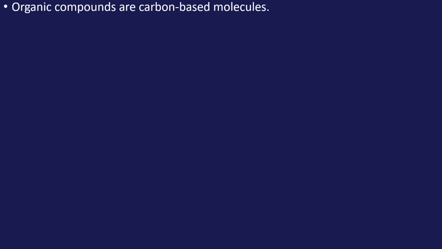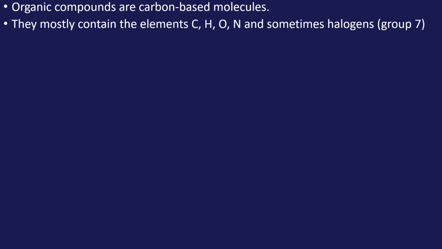So this section requires some prior knowledge, so I'm going to go through some key points that we should already be aware of. An organic compound or molecule is a carbon-based molecule, so it contains mostly carbon atoms. But it will contain other elements such as hydrogen, oxygen, nitrogen, and sometimes you'll find some halogens in there, which are elements from group 7, such as bromine, fluorine, chlorine.